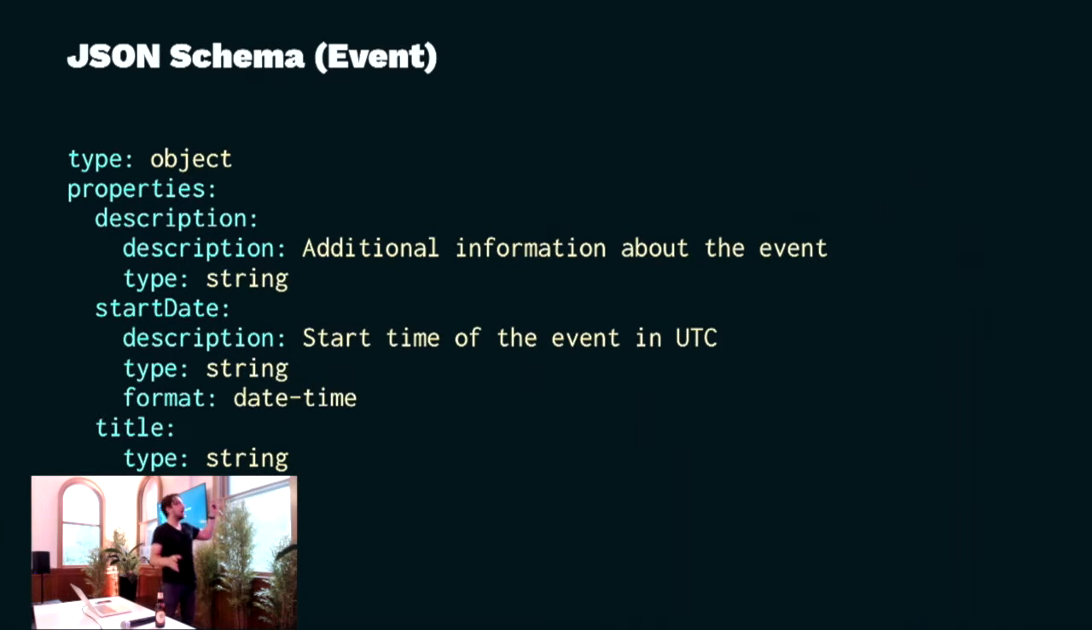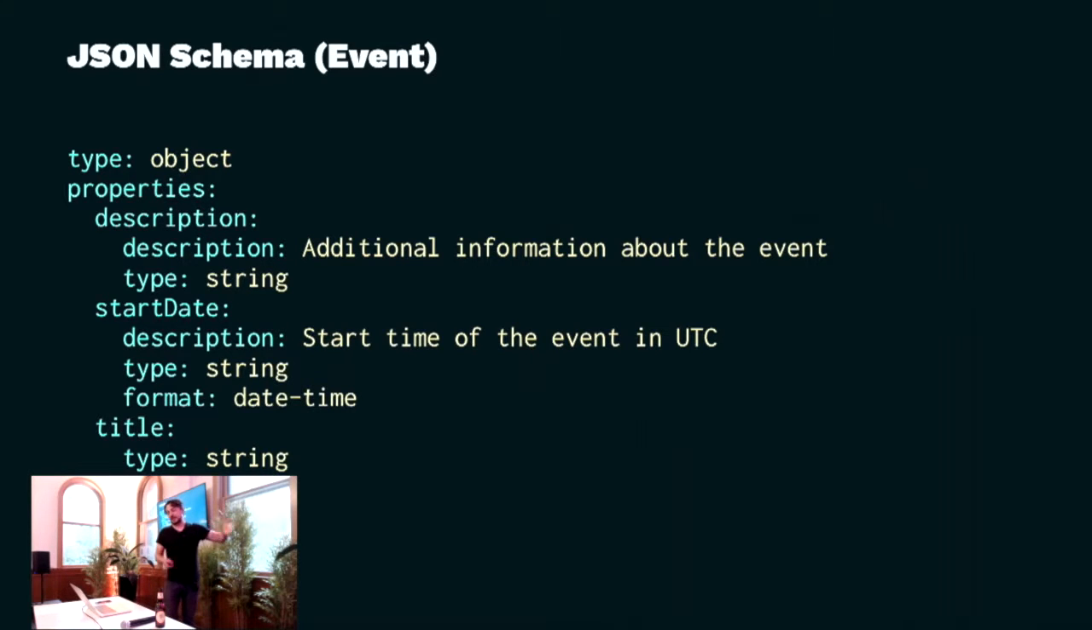So you've got the type of the object is an object, and these are the properties that it has, the three properties, and they're all required. You can see the required thing down the bottom. In the case of the start date, there's no type of date in JSON. So the JSON schema allows you to extend it to say the type is a string, so it's literally a string, but the format of that string is a date time.